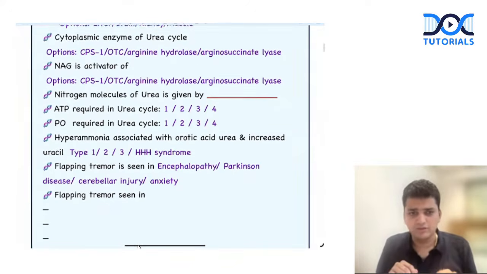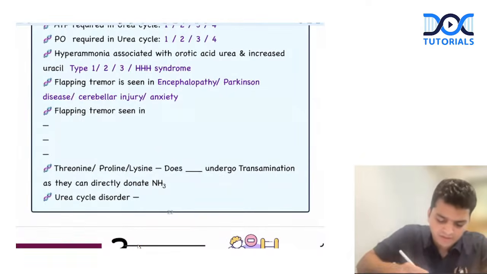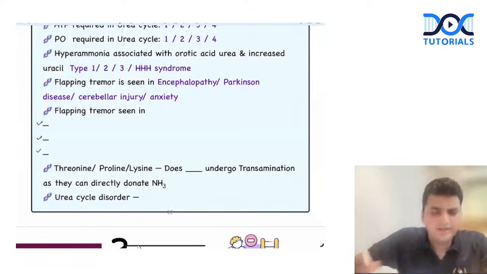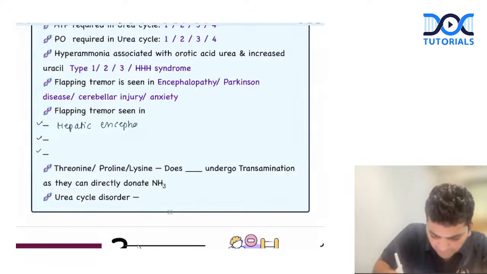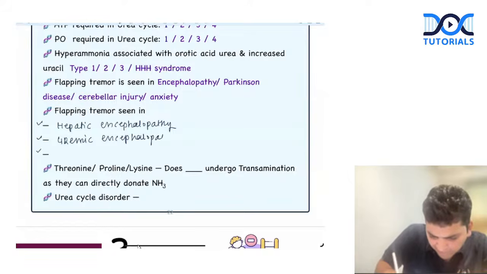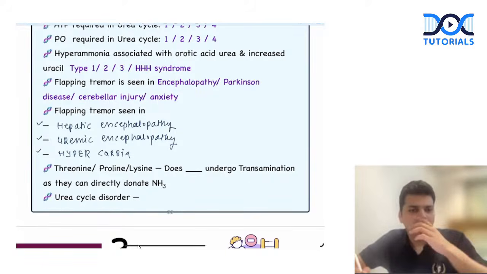So here, let's come to this part, the summary part. And there is one question towards the end of the summary. The flapping tremor, it is seen in three conditions. What are the three conditions? One is the hepatic encephalopathy. Then is the uremic encephalopathy. And third is hypercarbia, means CO2 narcosis.